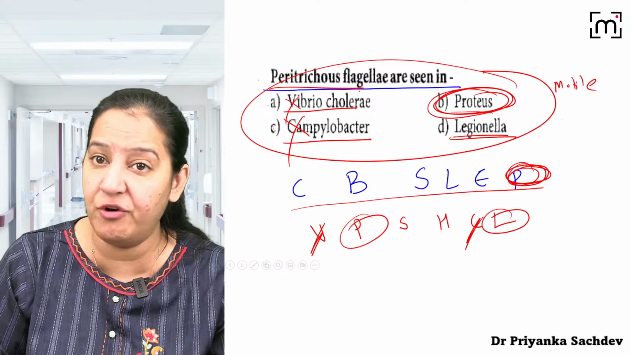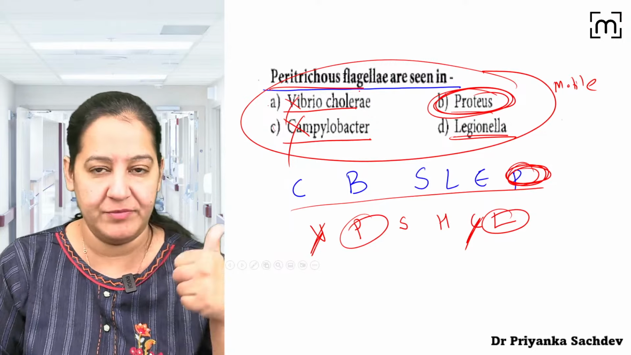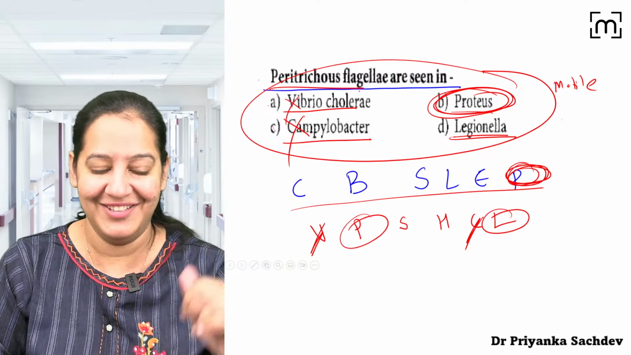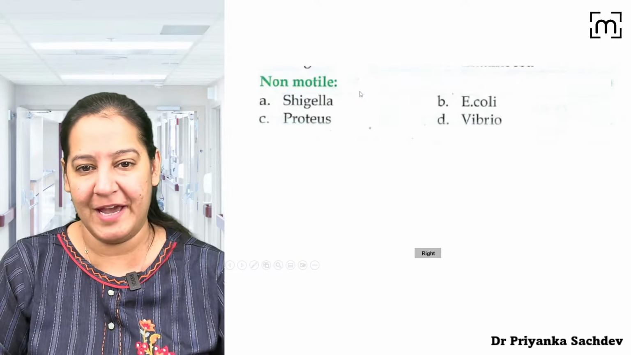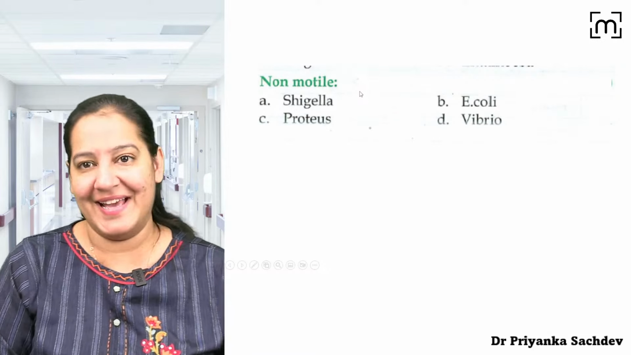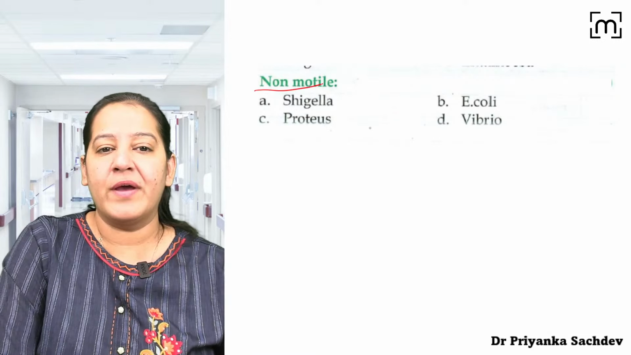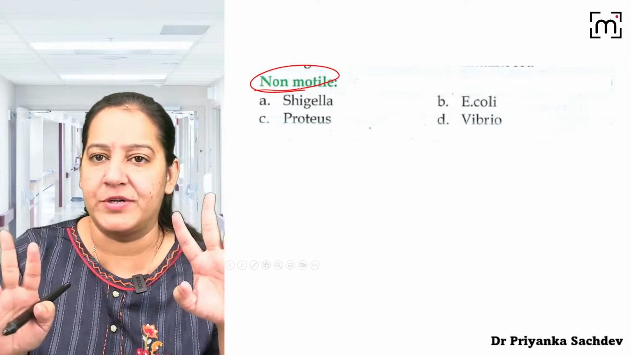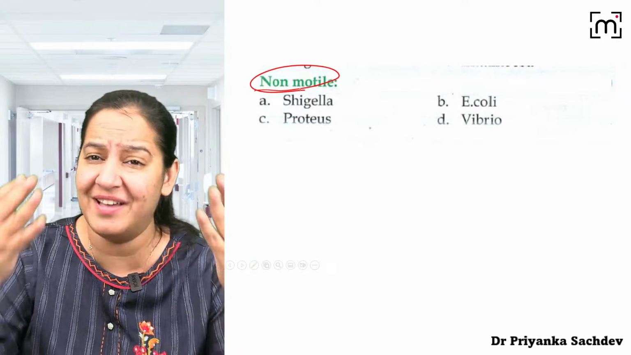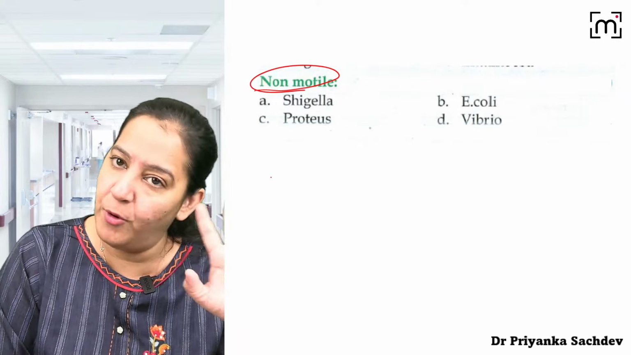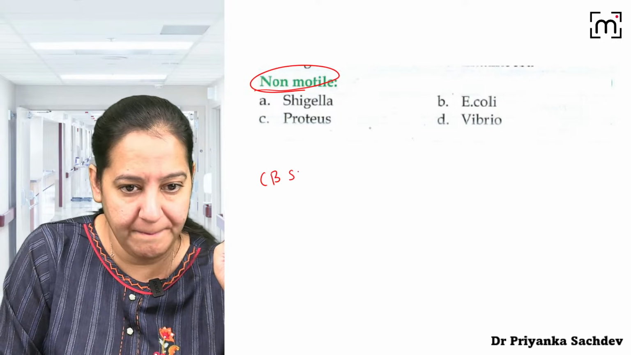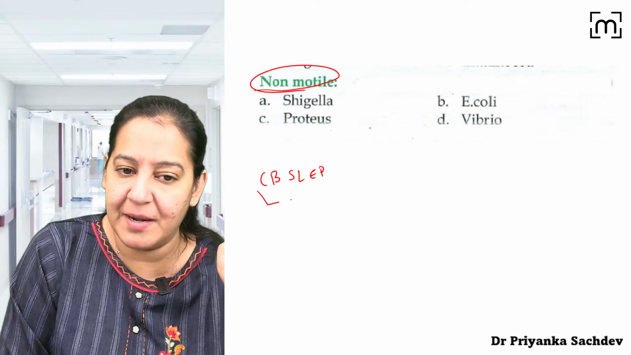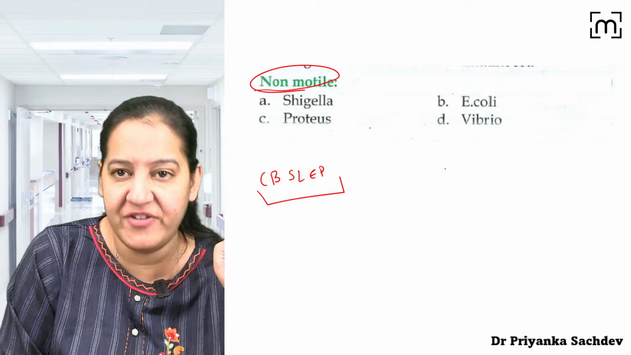If you know the mnemonic, the full form, it will be easy for you to crack. Give me a thumbs up, everyone. You got it? If you got it, give me a thumbs up. Can we move ahead? Okay, the next question in front of you. Which among the following is non-motile? Absolutely non-motile. They are not asking the polar, the peritrichous. They are asking not motile. So write both mnemonics. Cute, baby, sleep. These six are motile by peritrichous flagella.